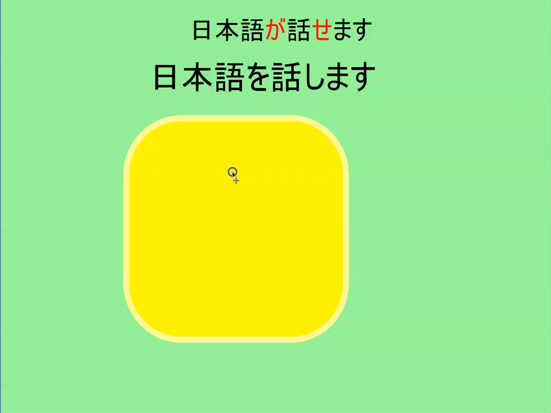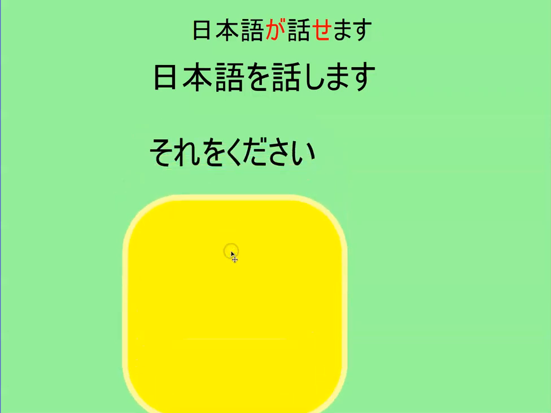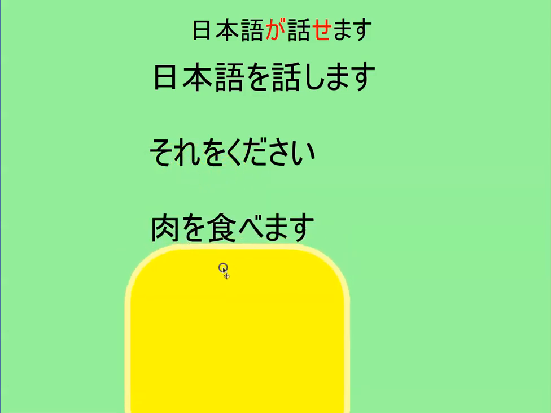Okay, so we're going to see in this lesson, sore o kudasai. Kudasai, please. Literally, this is like a give down. Give down to me. It's polite, okay? That. Give me that. Here's our direct object.